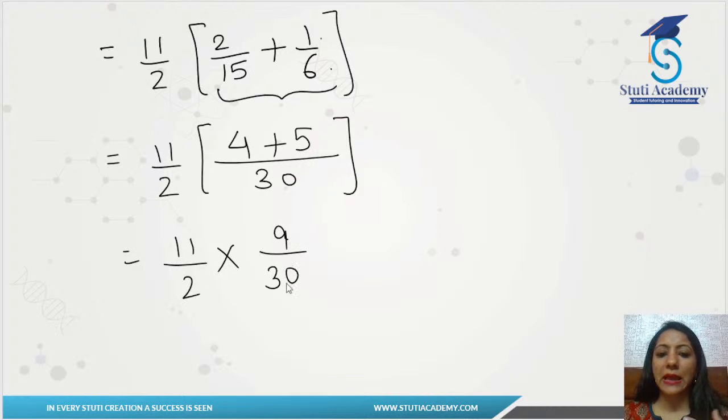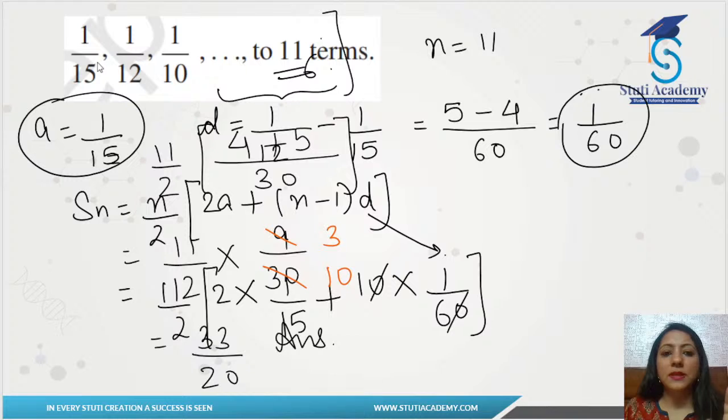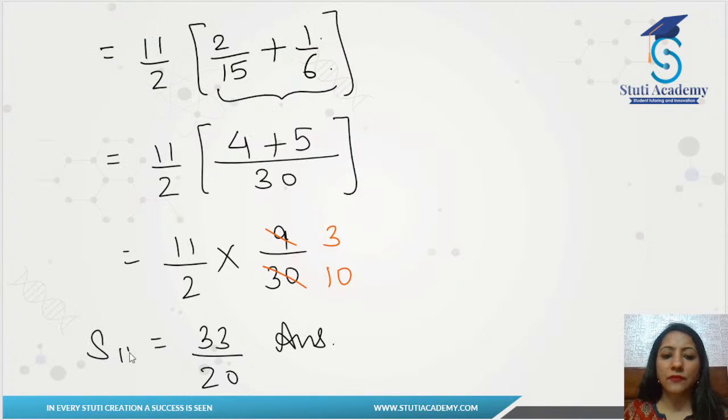We can simplify this 9 upon 30. Both 9 and 30 will get divided by 3. We'll get 3 here and 10 here. So now we have 11 into 3, that is 33, and then we have 2 into 10, that is 20. Finally, this is the required answer. That means for this AP, the sum up till 11 terms is 33 upon 20.